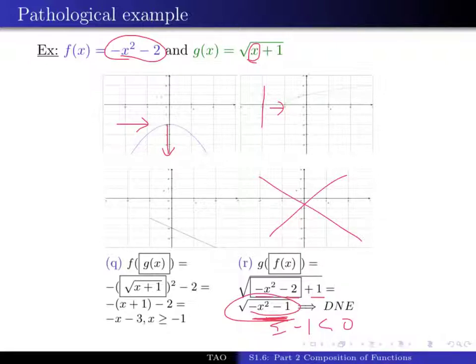So the magic of our compositions is we take the entire function and place it wherever our x is. We treat the x as a magic box where we stick the entire other function. Everywhere an x appears, we stick the entire other function.